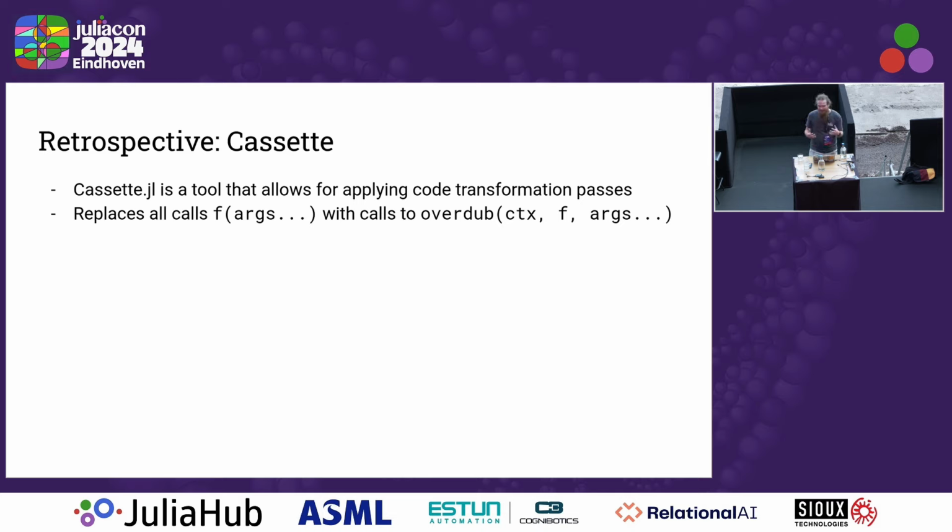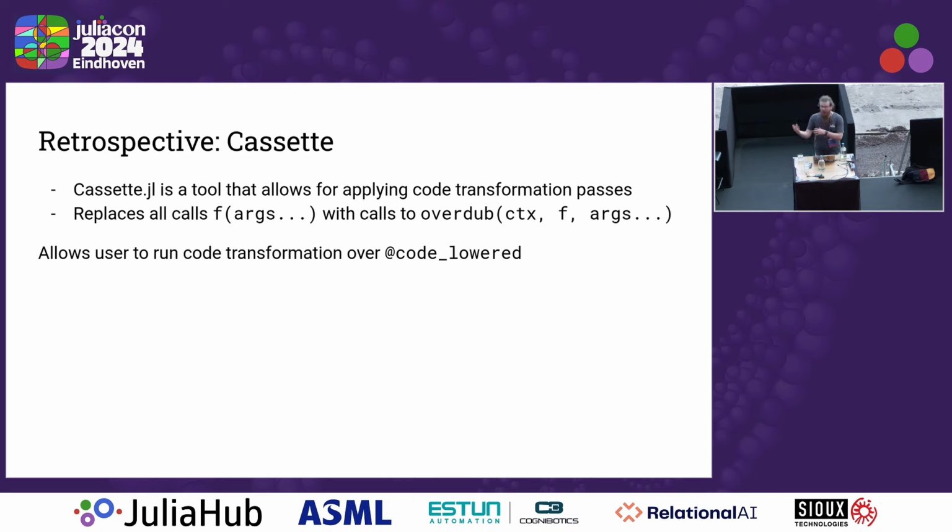I understand Cassette as primarily a tool to apply code transformations. Other people see it as a tool to do other useful things. But at the core of Cassette is a code transformation engine. In order to do so, it transforms all calls that look like f(args) to a call that looks like overdub(context, f, args).